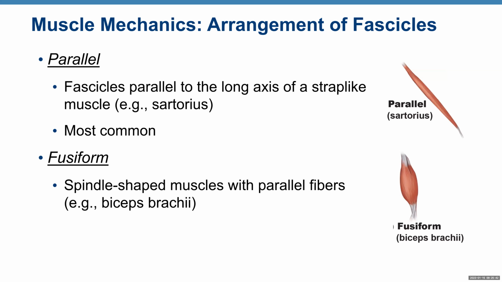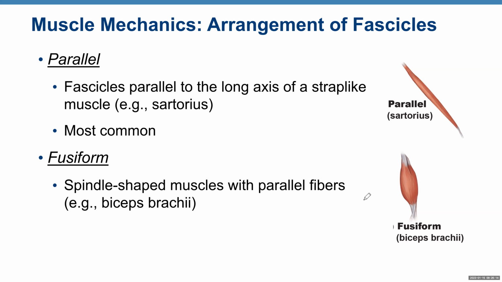Muscle fascicles can be parallel. Fascicles parallel to the long axis of a strap-like muscle, for example, the sartorius muscle that crosses your thigh. That's the most common arrangement of fascicles. Fusiform, spindle-shaped muscles with parallel fibers. So here you can see biceps brachii is the example.